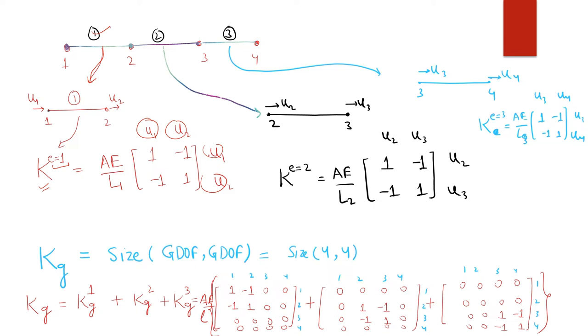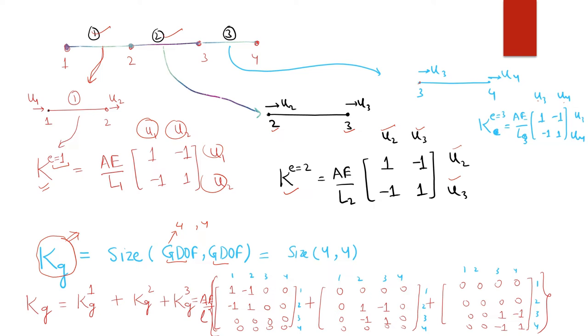Now for element 2, the global nodes are 2 and 3, therefore the displacements would be u2 and u3. Corresponding to that, we get the element stiffness matrix 2, A by L2, 1 minus 1, minus 1 1 at u2, u3. Similarly, we get the third element stiffness matrix at u3 and u4. The size of the global stiffness matrix is the same as the global degrees of freedom. Here there are 4 global nodes, 1, 2, 3, 4, and each node has 1 degree of freedom. Therefore the global degrees of freedom would be 4.